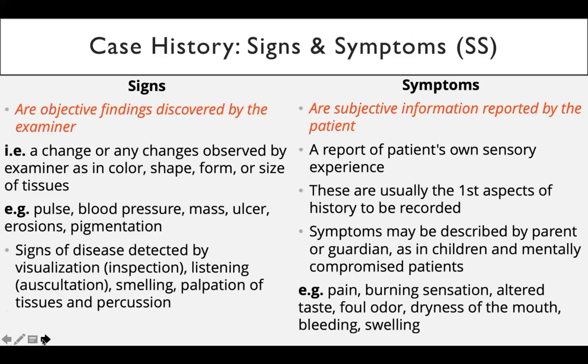And then before going to history of presenting illness, we should know what are the symptoms, what are the signs. Symptoms are subjective information by the patient. Signs are the findings by the examiner. We had 4 tools for signs taking, which were inspection, auscultation, palpation, superficial and deep, and then percussion.